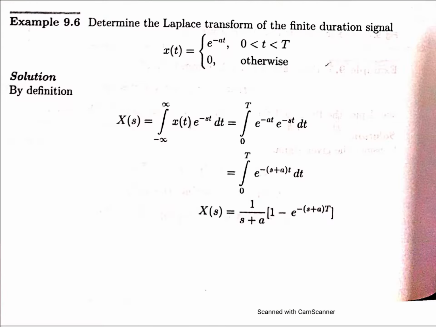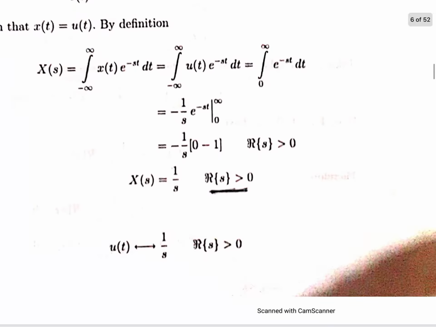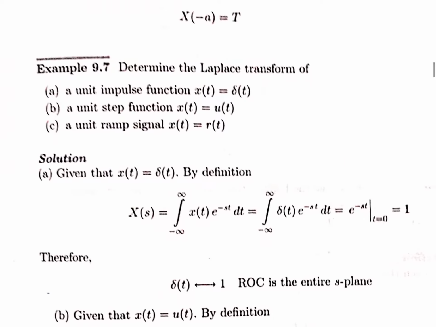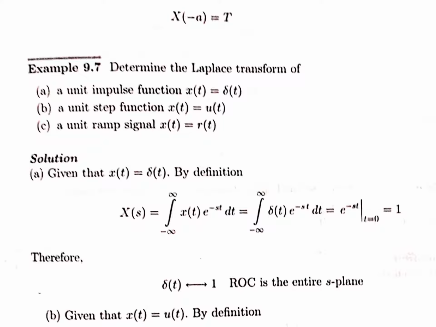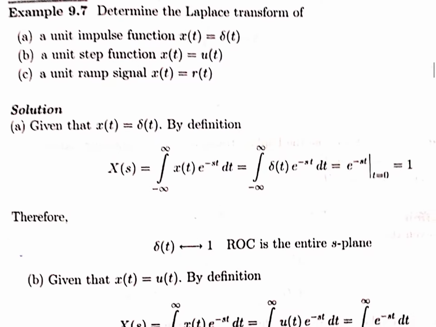Now come to the next example. In this example, you have to determine the Laplace transform of delta t, the unit step function and the unit ramp function. How will you determine it? You will use the same concept, the Laplace transform formula: X(s) equals the integral of x(t) e to the power minus st dt. Put the value of x(t) in the integration, that is delta t. Apply the impulse property, and you will get 1.